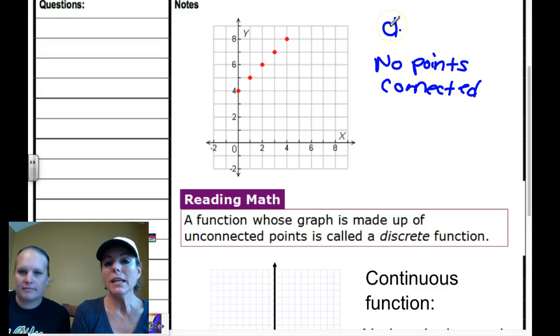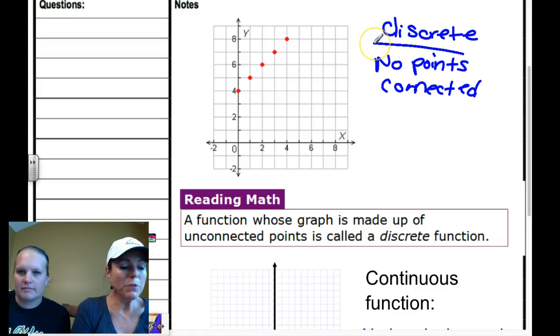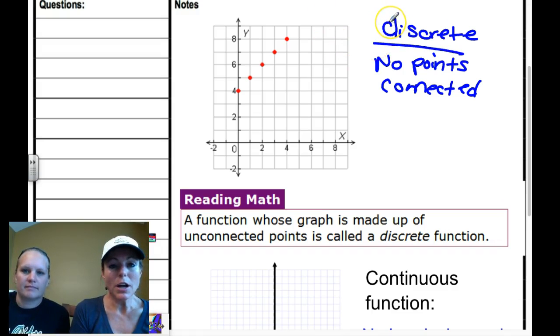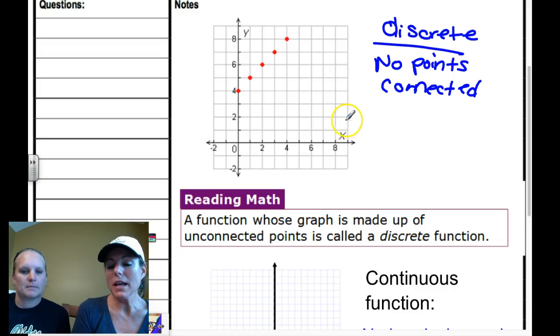That's because in between the points, the values are undefined. That's why it's not continuous. It's only defined where the points are, and that's it. Anything in between is considered undefined. And we'll do an example.